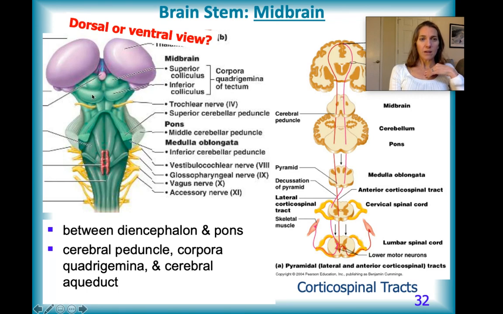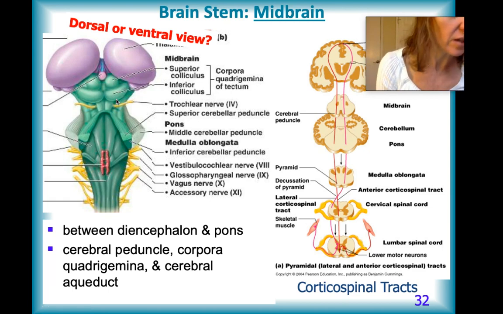And then here, part of the midbrain again is going to be this corpora quadrigemina. So gemina means referring to twins. So Gemini, quad meaning four. So it's a pair of four bodies, corpora. And so 1, 2, 3, 4. So you have the superior colliculi and you have the inferior colliculi.